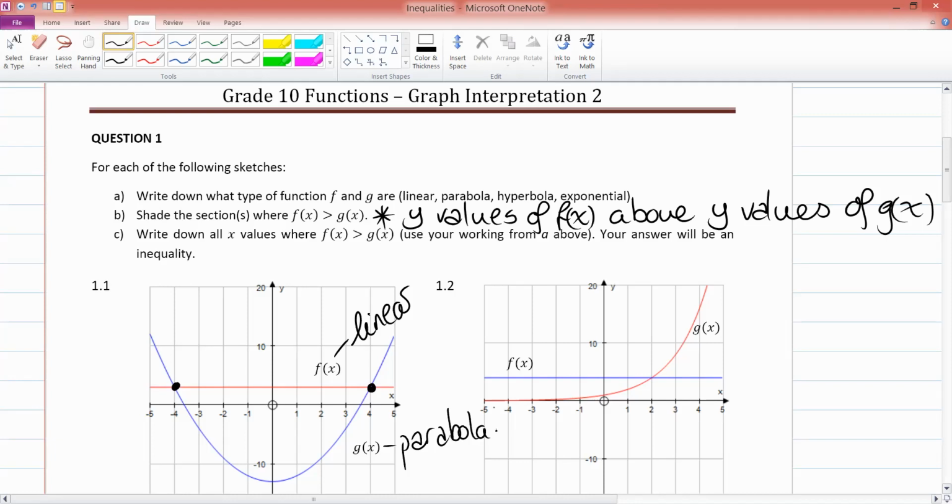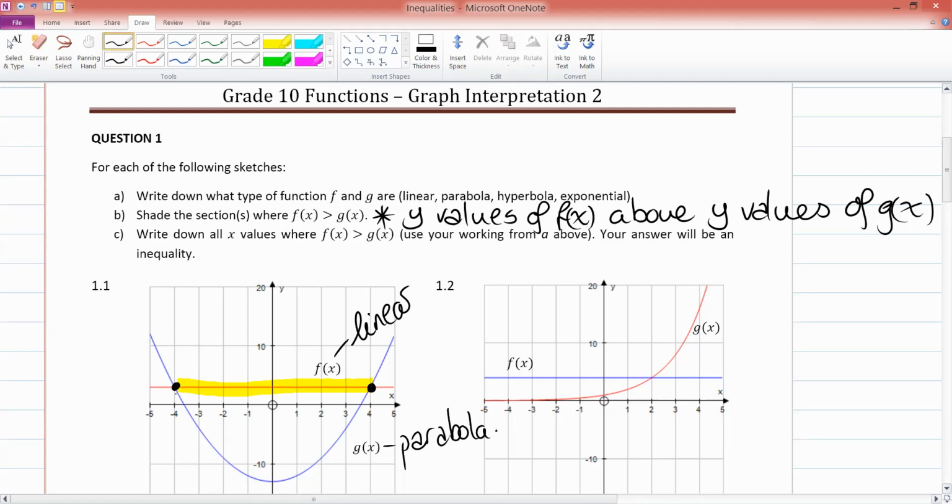Now, we want to then shade the section where f of x is strictly above g of x. So what I'm going to do now, I'm going to use a highlighter and mark off the interval where f of x is strictly above g of x. So I've highlighted that. Then part C, we need to write down all values where f of x is above g of x. Use your working from A above. Your answers will be an inequality, right?